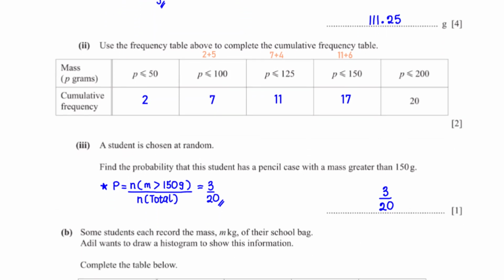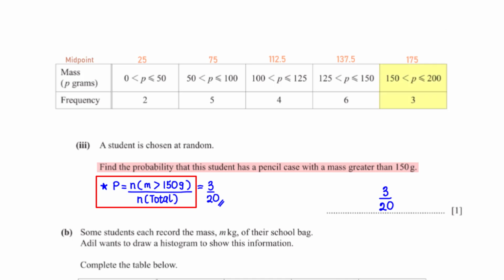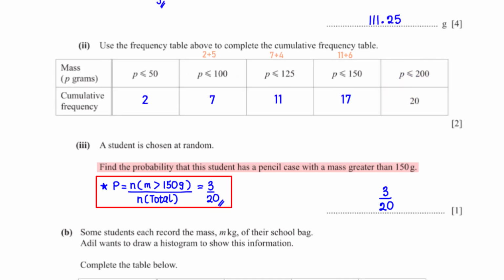A student is chosen at random. Find the probability that this student has a pencil case with a mass greater than 150 grams. This probability is equal to the number of students with a pencil case that has a mass greater than 150 grams, which is 3, divided by the total number of students, which is 20.